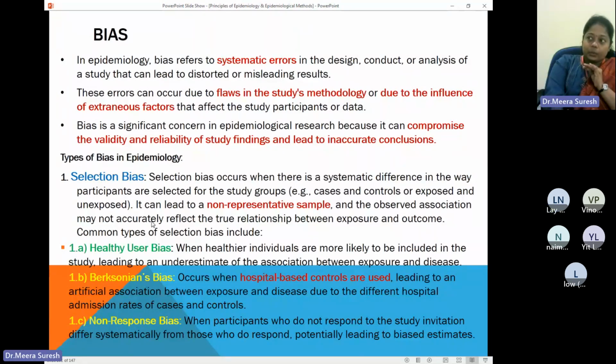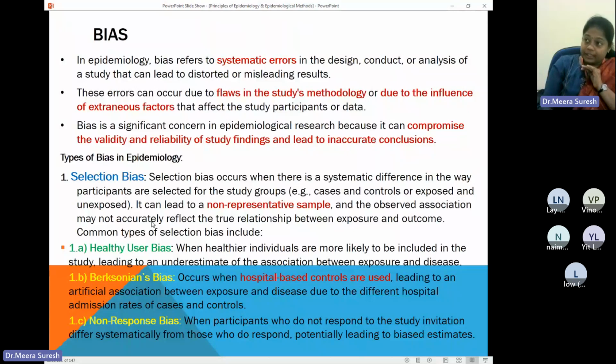So we are done with the case control. And now there are some terms that you should know. We already discussed one of these. The two terms that you have to study are bias and confounding. You need to know what bias and confounding are.